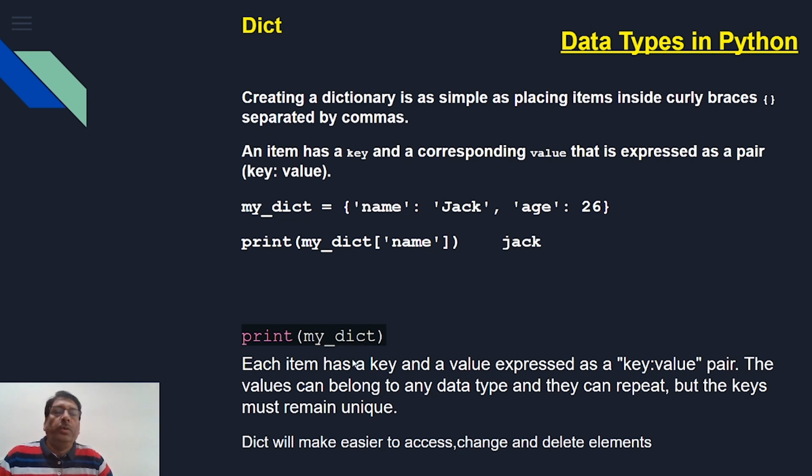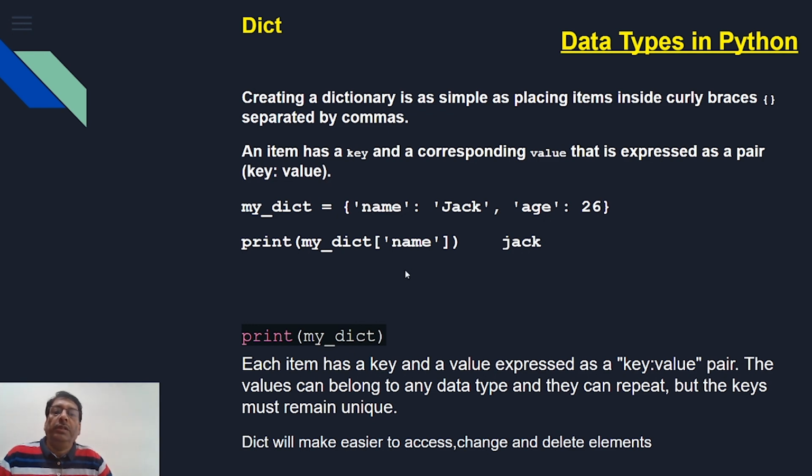A point to be noted over here is each item has a key and a value expressed as key colon value, and this is how we need to make a pair of it. The values can belong to any data type. You can have a value which is a string data type, or an integer data type. They can even repeat, but the keys must remain unique. Normally we make use of a dictionary to make it easier to access the data, to change and to delete the elements.